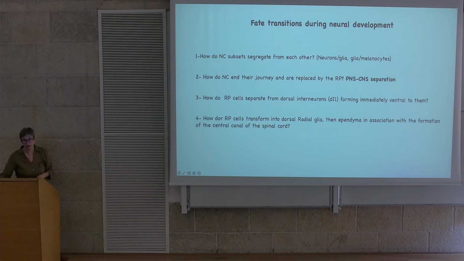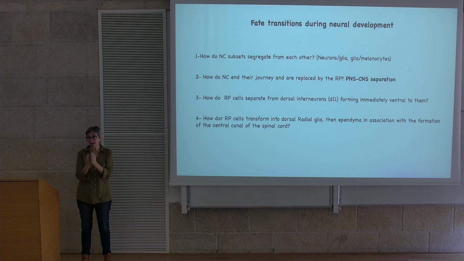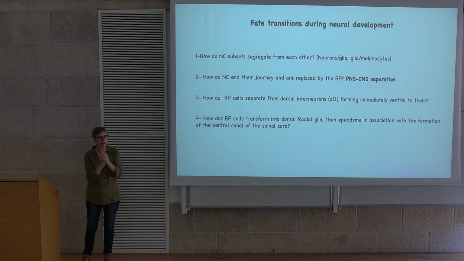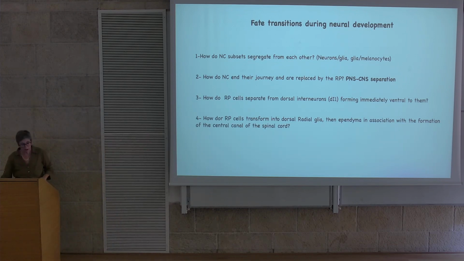Basically, this concerns what I wrote here, the separation between the peripheral and the central nervous systems, whose origin is the dorsal neural tube. Namely, both branches of the nervous system originate in the same place, but they have to separate at a certain point. Third, how do roof plate cells separate from dorsal interneurons? We have roof plate cells. In a minute, you will see what I mean.